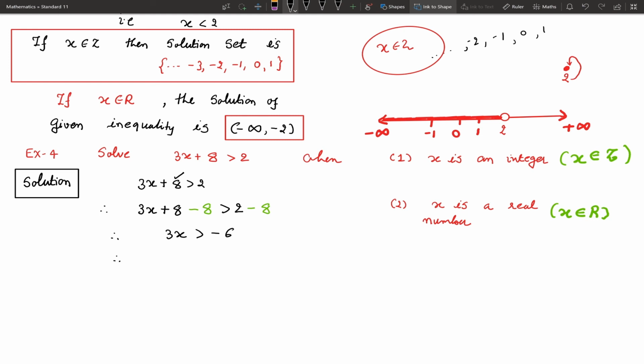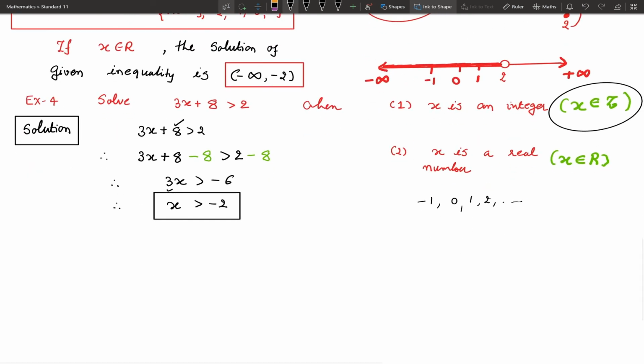Now divide by 3, which is the coefficient of x. So x is greater than minus 2. So now we have to write the solution for x belongs to Z. All integers which are greater than minus 2, you know it is minus 1, 0, 1, 2 and so on.